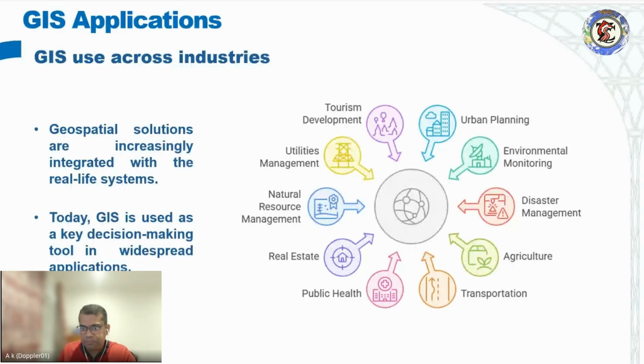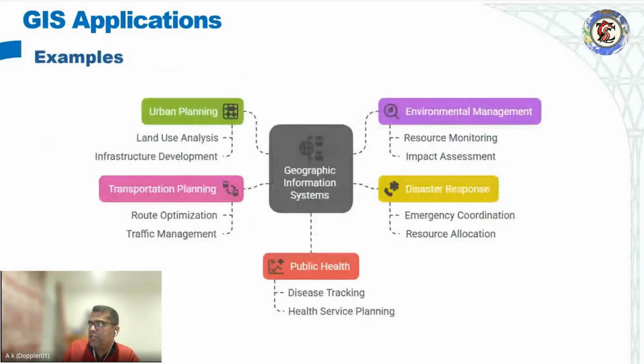So these are some of the fields, broadly speaking, where GIS is used, and some of the actual examples of how GIS is used in these fields. For example, in environmental management, it's used for impact assessment.